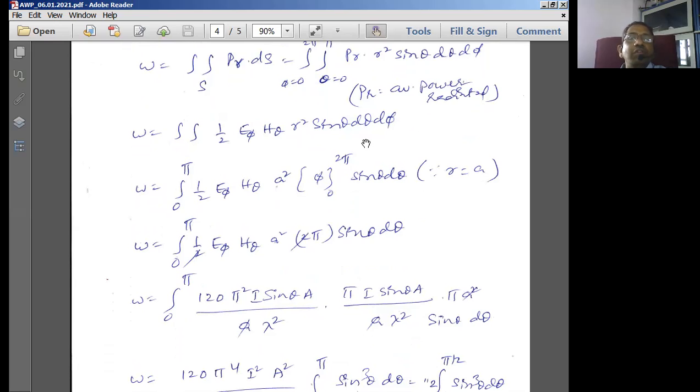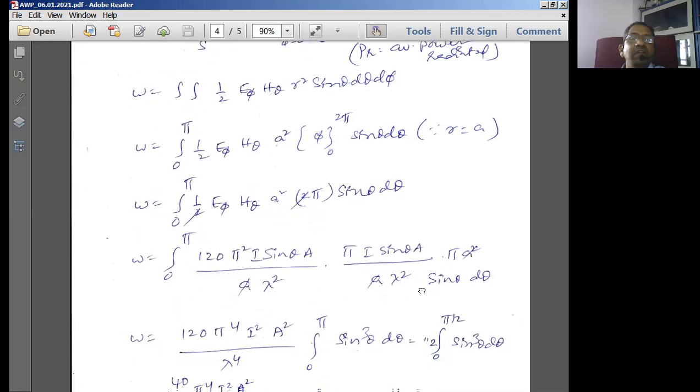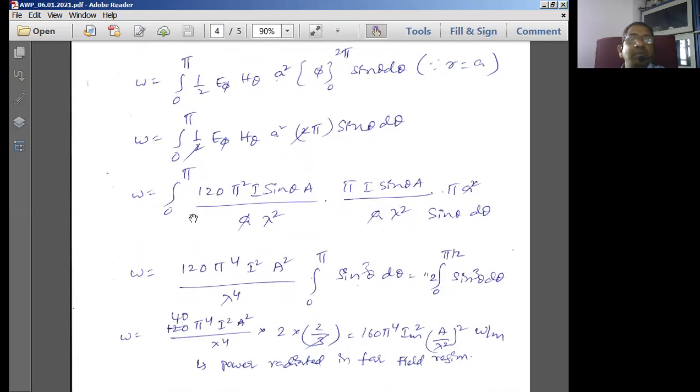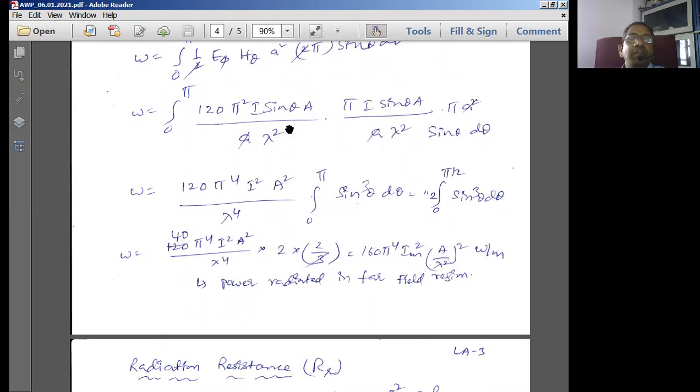First of all, we solve for d phi. The integration of d phi is phi over the limits 0 to 2 pi. When you apply the limits 0 to 2 pi, r is replaced with a here, so I can write this as a square, and 2 pi minus 0 is 2 pi. The 2 gets cancelled, and finally I get the equation like this. Here I am replacing E phi and H theta, and after I replace them, I finally get this particular form.